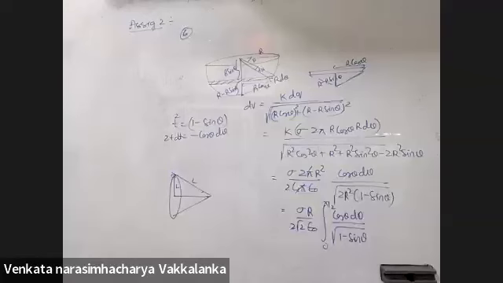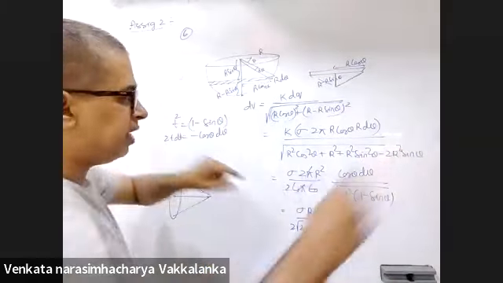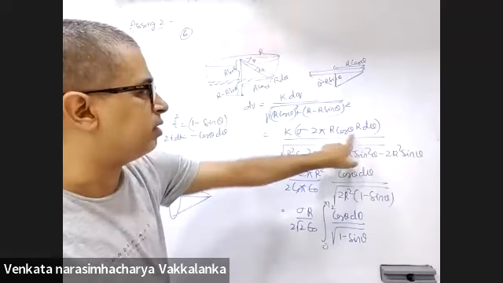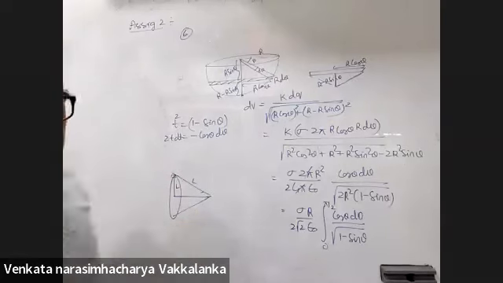So can you explain the substitution of dq again? dq is sigma into surface area of the ring. Surface area of the ring, cut it and make it straight: length into breadth. Length is 2 pi r, r is the radius of the ring. Radius of the ring is r cos theta. Okay.